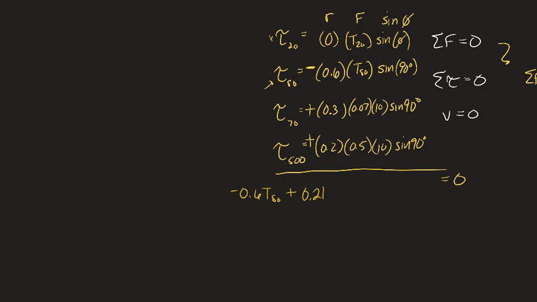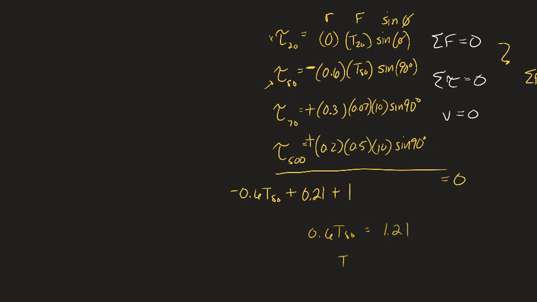Moving on. 0.2 times 0.5 is 0.01 times 10 is... It's all 1. That's just 1. I can do that math. 1. There. 1. Equals 0. Yay. So I'm thinking 0.6 T80 equals 1.21.